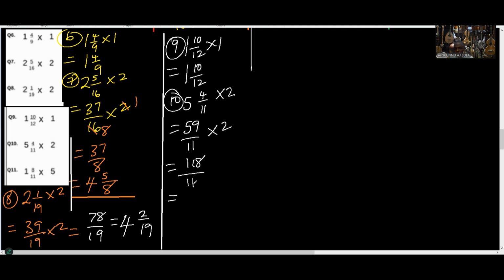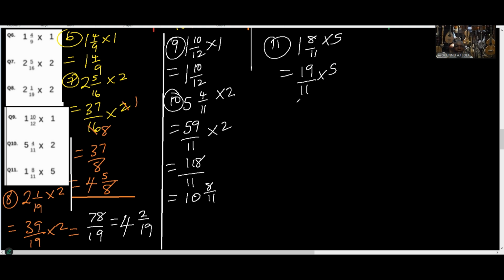So how many 11 is in 118? That's 10, and 11 cannot go in 8, that's 0. Then remainder 8 over 11. Then number 11, which is the last question there. We have 108 over 11 times 5. 11 times 1 is 11 plus 8, that's 19, okay?